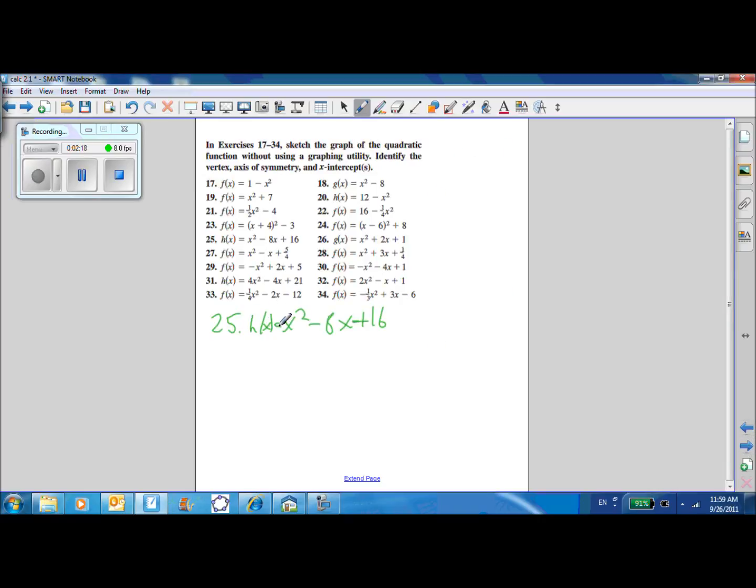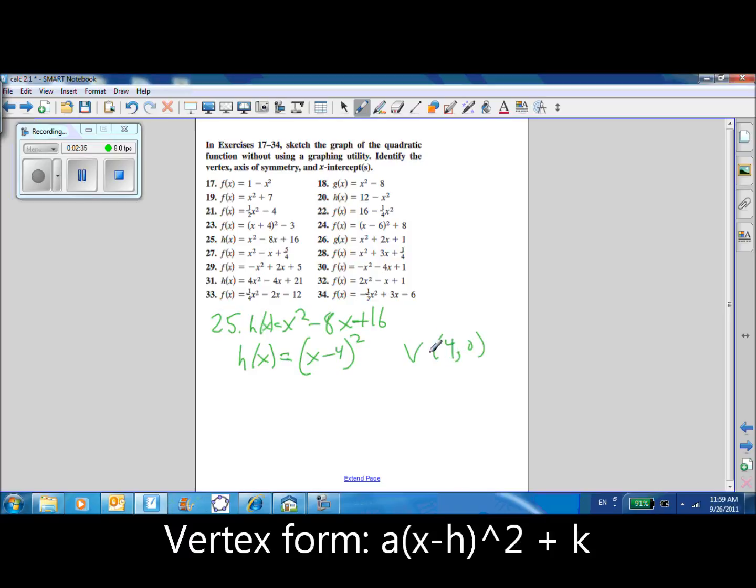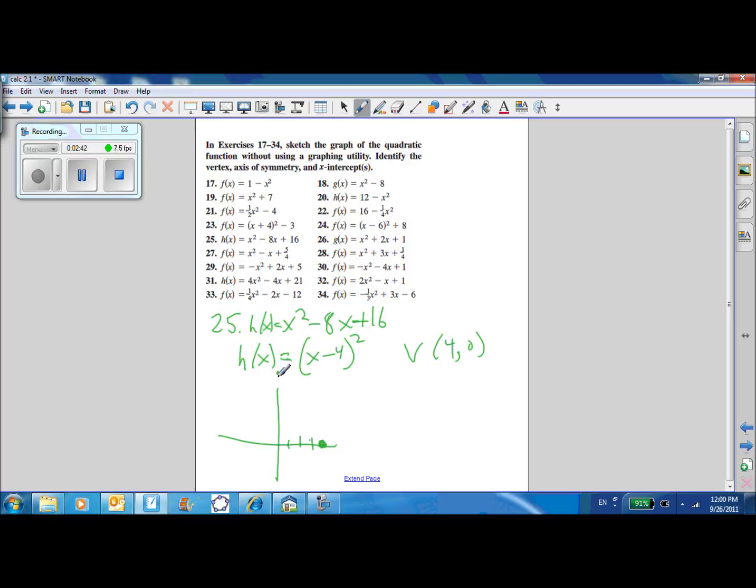H of x equals x squared minus 8x plus 16. And we can try and get it into standard form. In fact, you might notice that this is x minus 4 quantity squared. That is so handy, because we get our vertex right away at 4, 0. And so we can just graph it as 1, 2, 3, 4. And 0 goes way up here to 16. Our axis of symmetry is here at x equals 4. We're good to go.